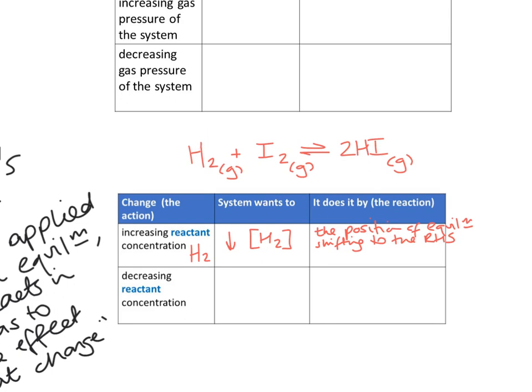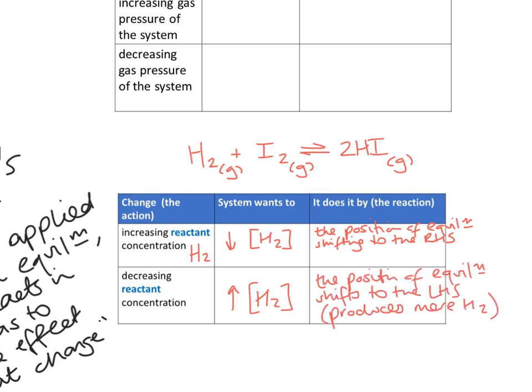Now, opposite wise, if we decrease the reactant concentration, again H2, then the system wants to oppose this change, so it's going to want to increase the amount of H2. And so you're going to have a shift of equilibrium to the left hand side. So hydrogen iodide basically decomposes back down into hydrogen and iodine, therefore increasing the amount of hydrogen, producing more hydrogen.